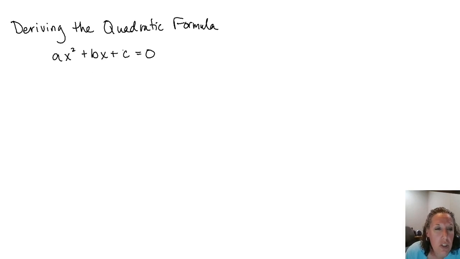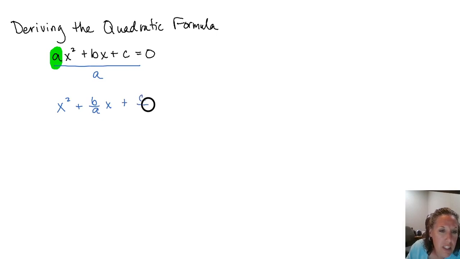In order to complete the square on this, we cannot have any coefficient on our x squared, so we're going to divide everything by a. When we do that, we'll get x squared plus b over a x plus c over a equals 0 over a, which is 0. Then get this ready to complete the square: x squared plus b over a x plus our blank, and then we're going to move this plus c over a to the other side, so we get minus c over a.